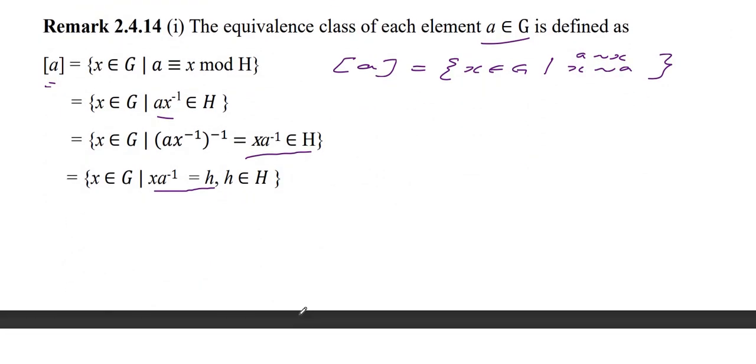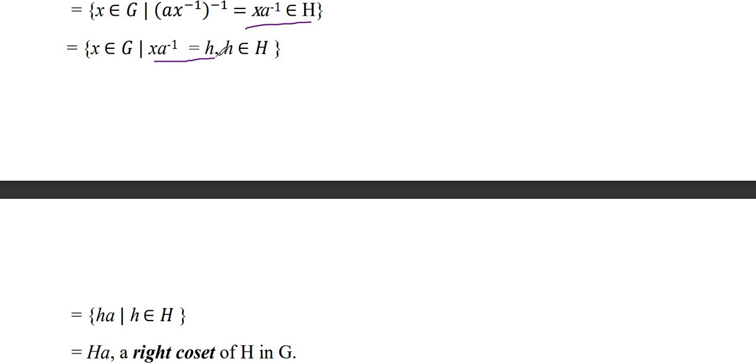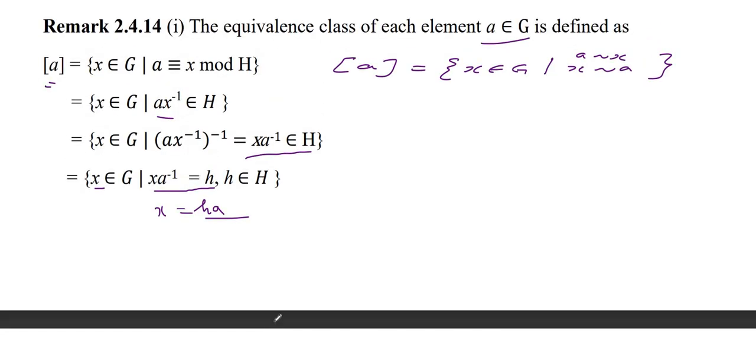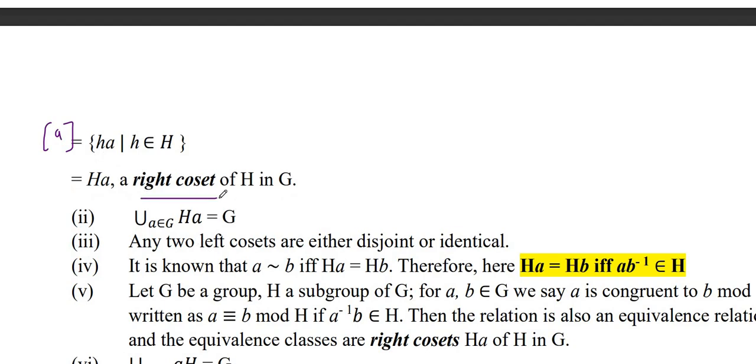So again, having got XA inverse to be h, retaining X alone on this side, post multiplying both sides by A, what we get is X equals hA. So this X is replaced by hA, but my h is ranging over capital H. So you have our class A to be all those elements of this form, and that is denoted as capital HA. That is called the right coset of H in G. You are writing the element to the right of H, hence the right coset of H in G.